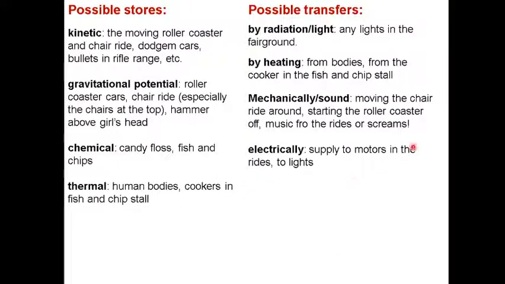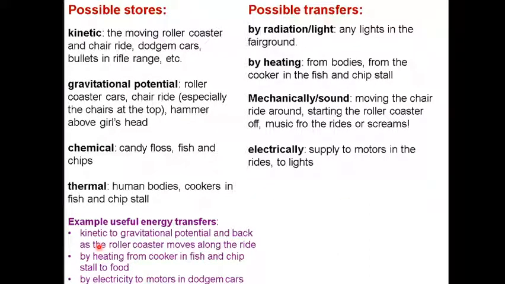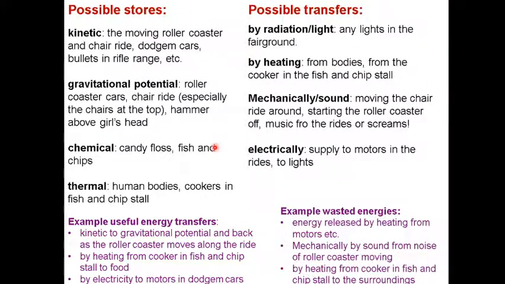If you had to think about the transfers that were useful and transfers that were wasted, there's a few examples here at the bottom of the slide. So something that's useful is what we want the device or the object to actually do, and other energies that are transferred that we don't really need and that we don't really use with the device, we say are wasted. So you can pause the video and just have a look at a few examples here of the useful versus wasted energies within these transfers that are happening in the example.